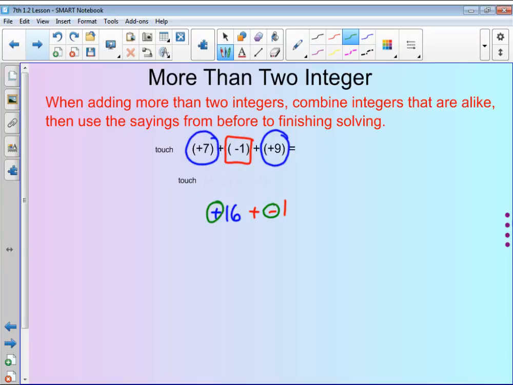So the difference would be 16 minus 1, which would give me 15. Apply the larger sign. The larger number is 16 and it had a positive sign, so it's positive 15. And just for today, I am going to put that positive sign in front of it, just so that I'm not forgetting that last step.